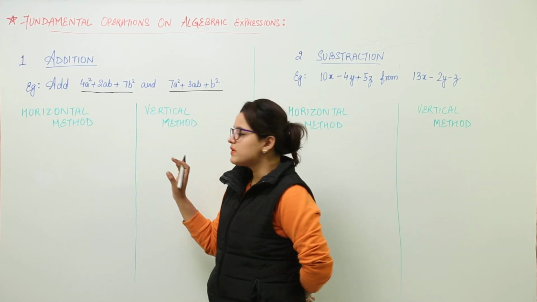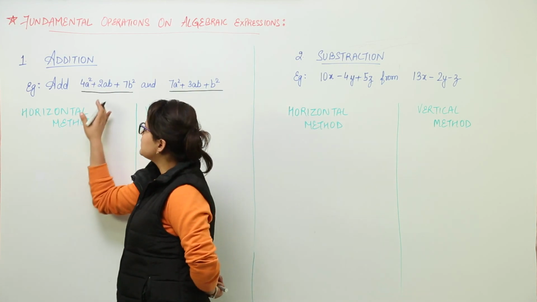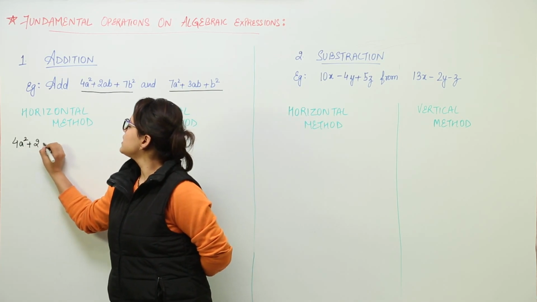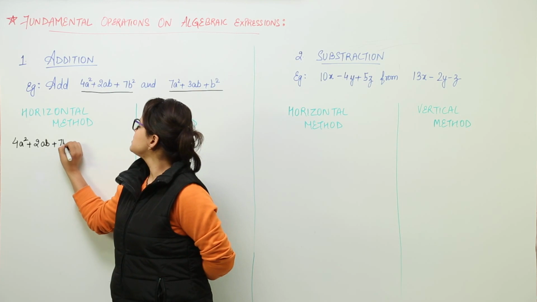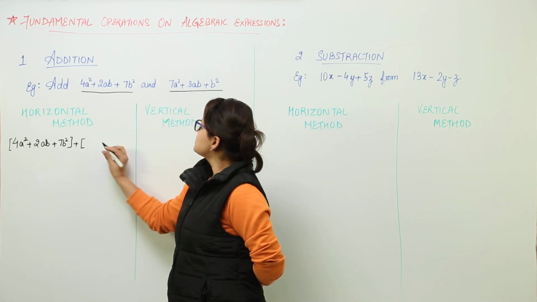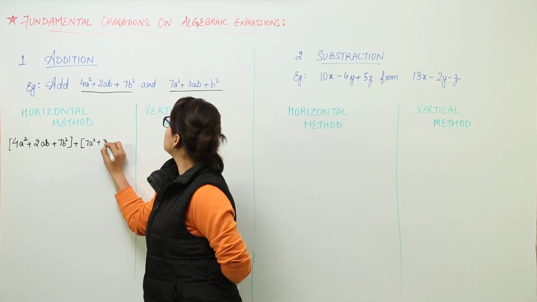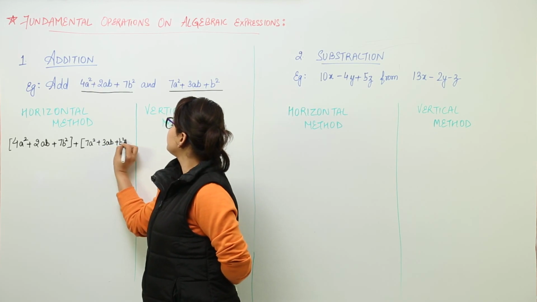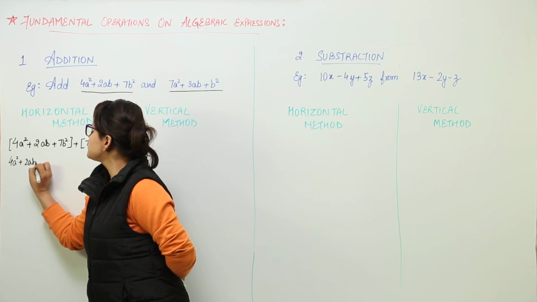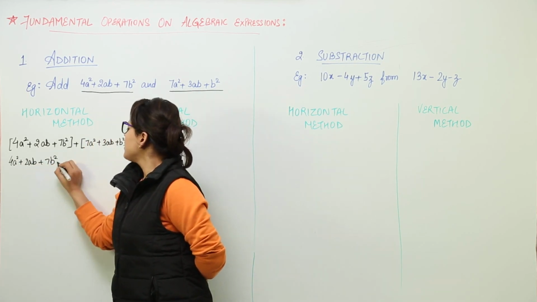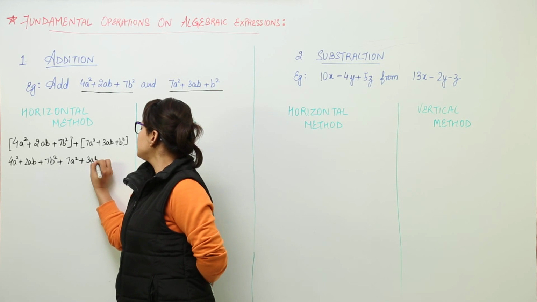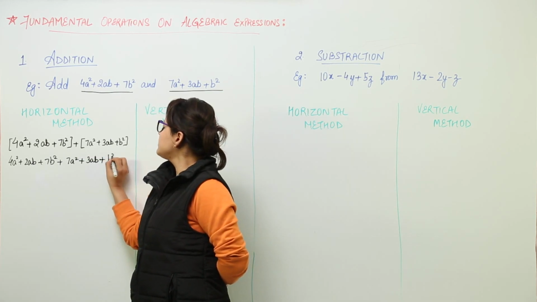The horizontal method is very simple, that we have been doing all the way. That is, you write the two algebraic expressions together. That is 4a square plus 2ab plus 7b square. Now this expression is to be added with the other expression, that is 7a square plus 3ab plus b square. Now we'll open the brackets. You'll get 4a square plus 2ab plus 7b square, plus into plus, plus only, plus into plus again plus, and plus into plus again plus, and you get b square.